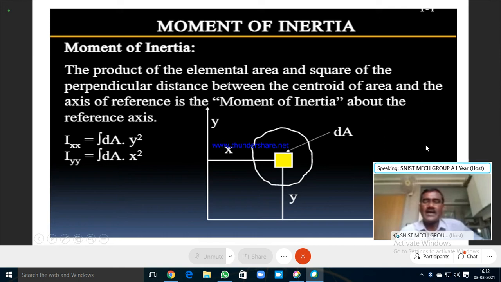The product of the elemental area and the square of the perpendicular distance, right? The product of elemental area and square of the perpendicular distance between the center of area and the reference is called moment of inertia. Please note down this slide completely, everything in it, including the diagram.